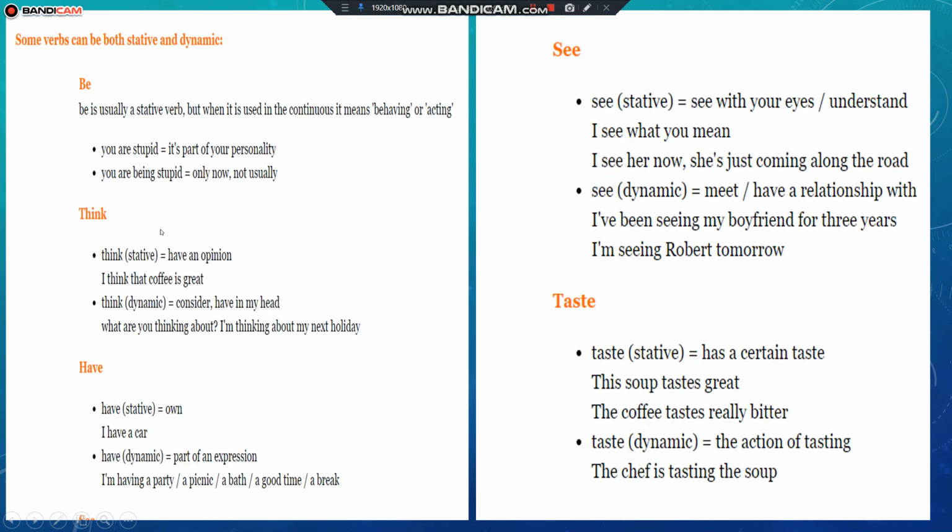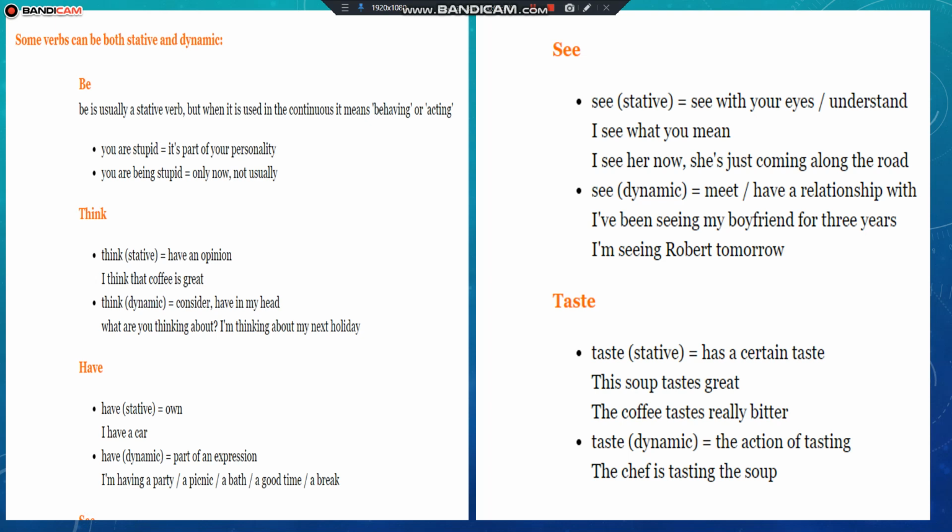Okay, let's look at these verbs. Some verbs can be both stative and dynamic, which are be, think, have, see, taste. Okay, Shabab. And we also have some other verbs like enjoy, like, and look. Now I will make it easier for you. I will explain it, but I will also give you a very easy way. Be is usually a stative verb, but when it's used in the continuous it means behaving or acting. The easiest example: You are stupid. Someone says to someone, you are stupid. Okay, it's part of your personality. So this is what, Shabab? This is a general truth.